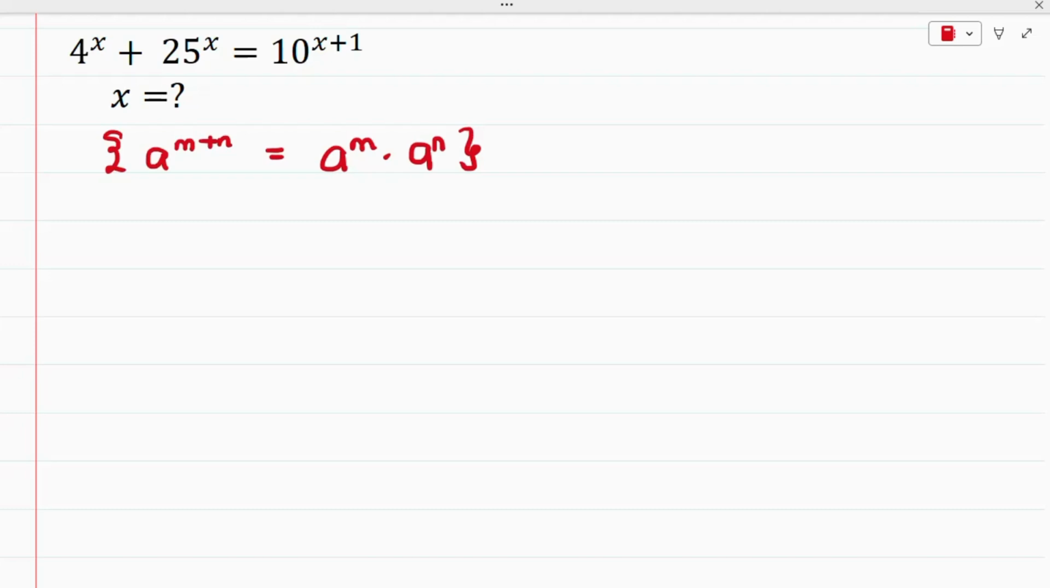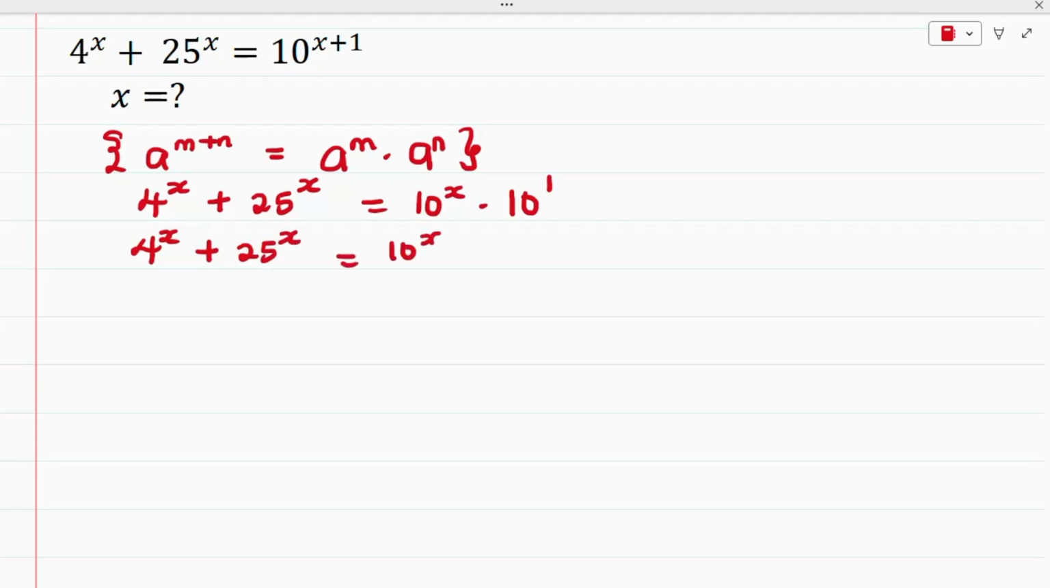So we have 4 raised to the power of x plus 25 raised to the power of x is equal to 10 raised to the power of x multiplied by 10 raised to the power of 1, which is 10. So the next thing that you want to do right now is to simply divide both sides by 10 raised to the power of x.